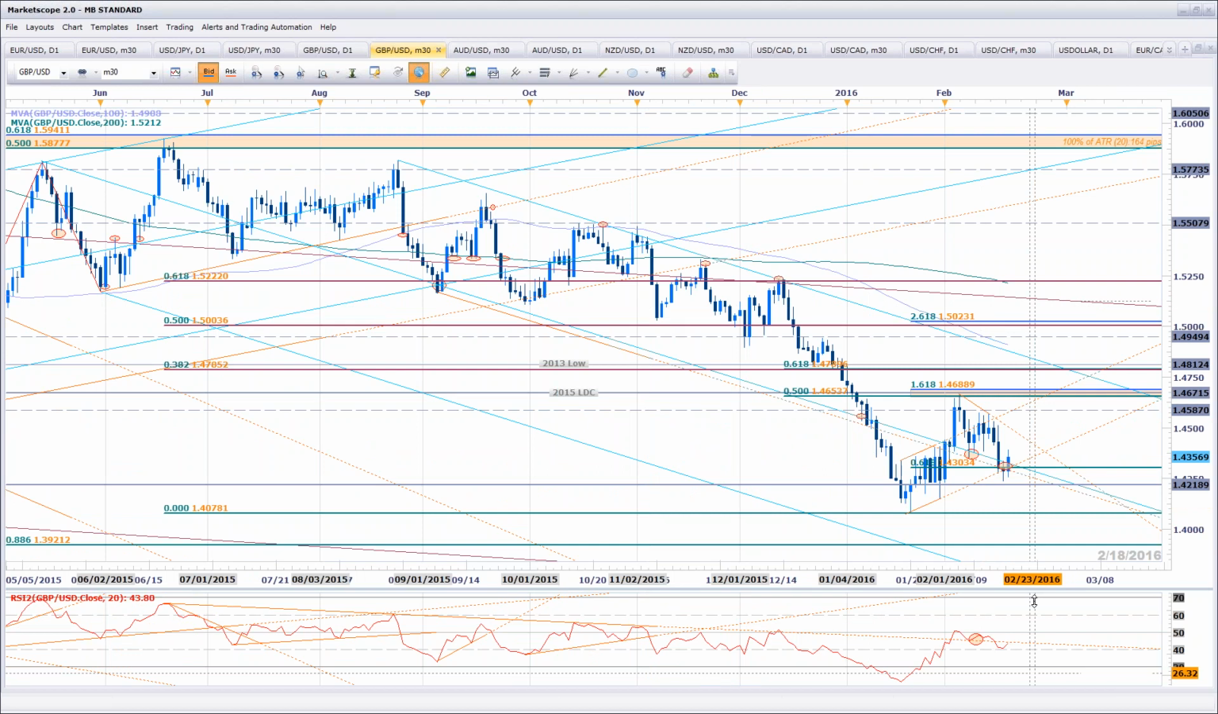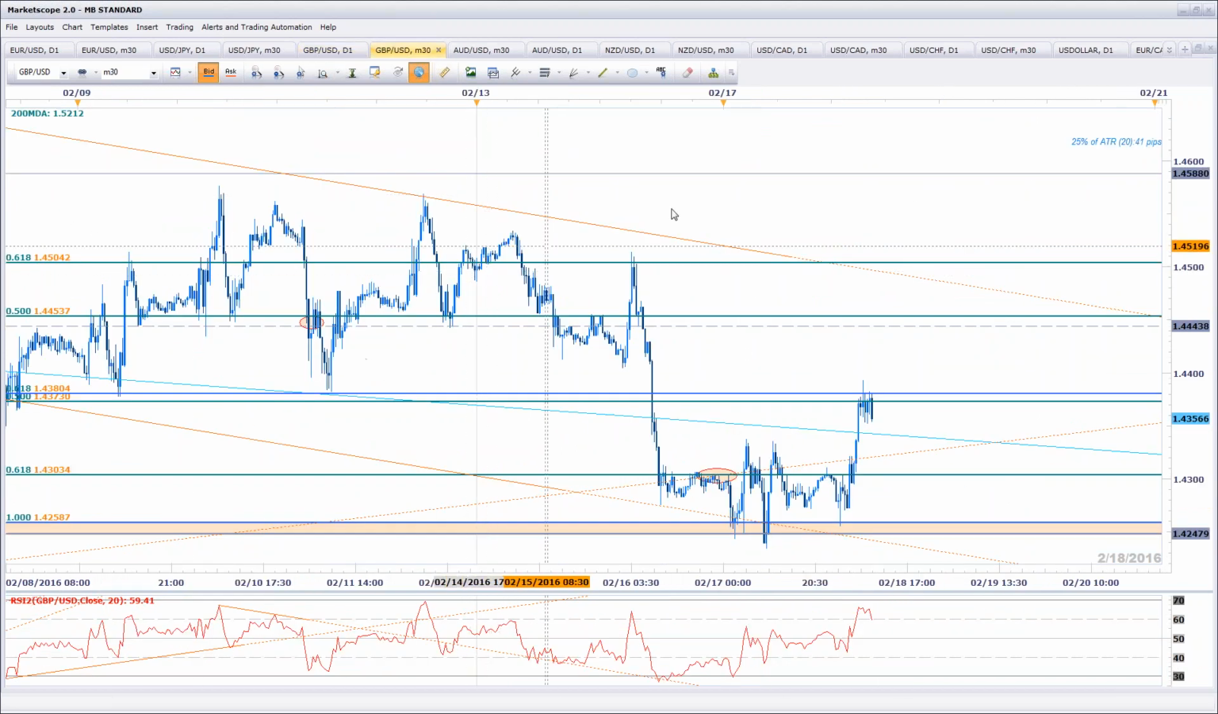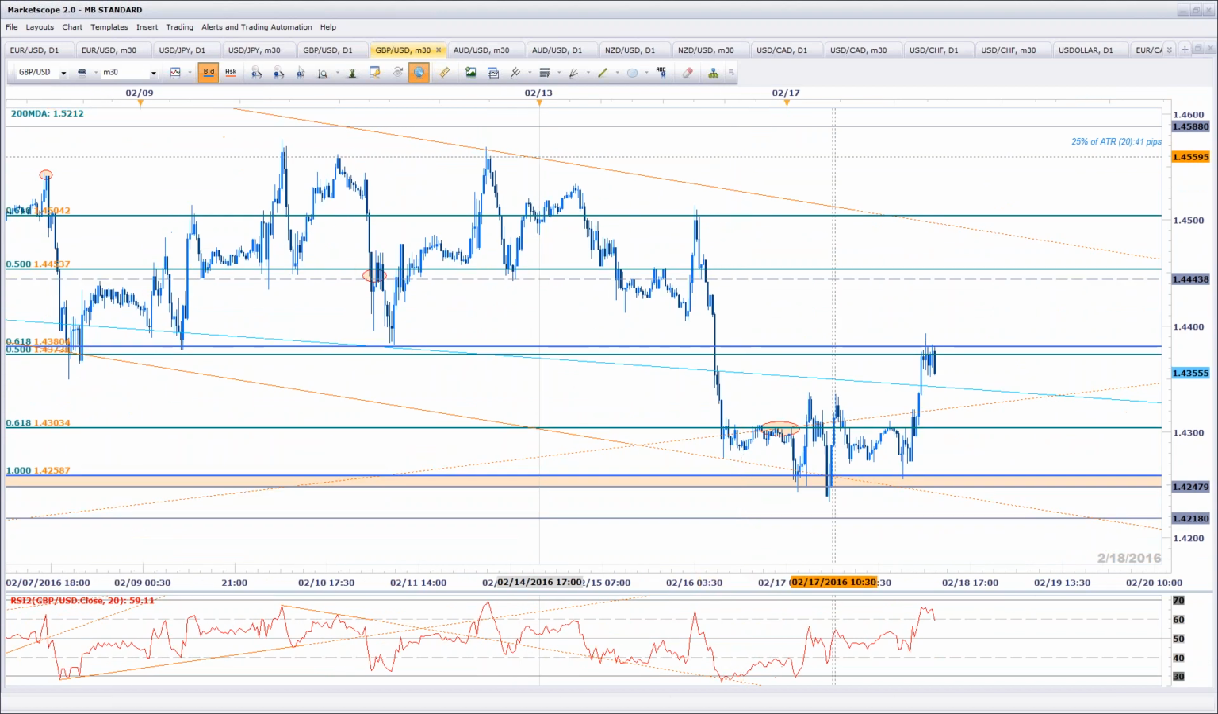Any questions on pound? Again, no more event risk here from the UK. You're just going to want to focus on tomorrow's CPI data in the US.